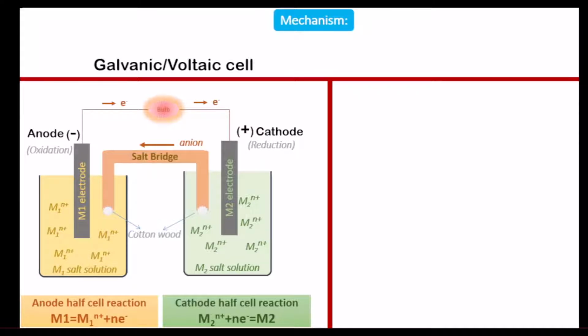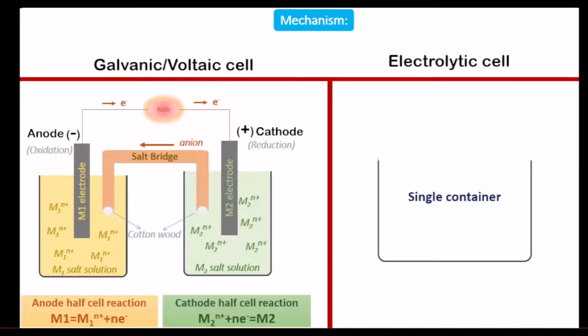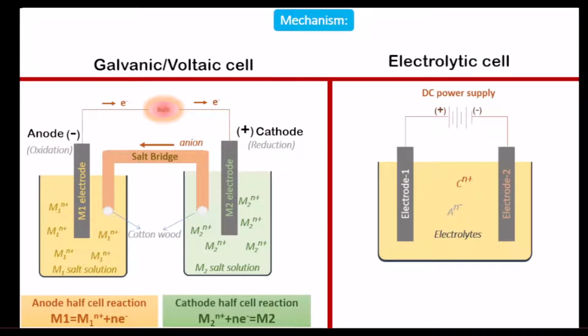On the other hand, the electrolytic cell contains one single container where the electrolytes are kept as a solution, with two electrodes in the same container, connected with an external power supply. We already know that the electrolytic cell needs an external power supply for the chemical reaction to occur. That's why we need to connect these electrodes with an external power supply, like a DC power supply or any other power supply.